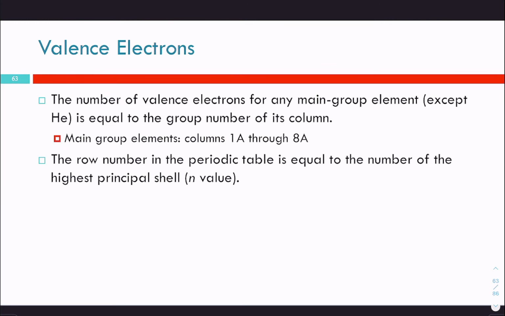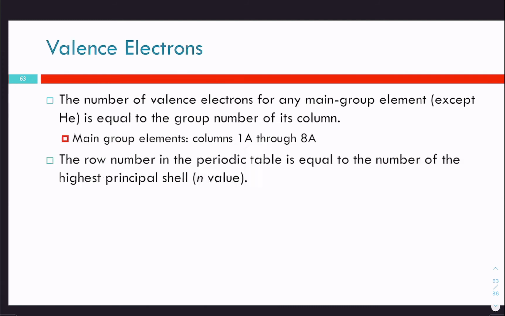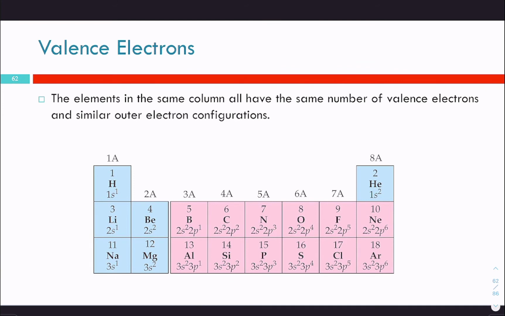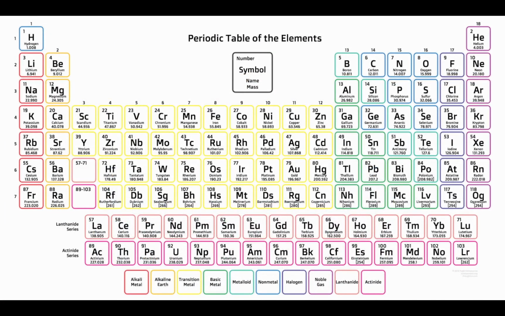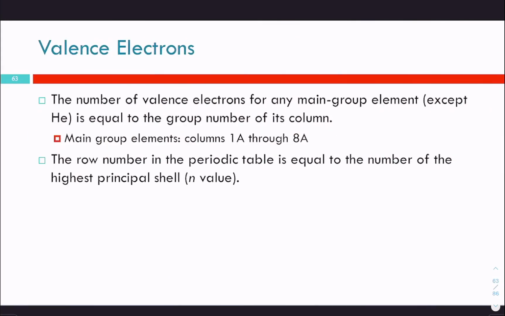So the number of valence electrons for any main group element, except helium, is equal to the group number of its column. Again, it doesn't work for helium because helium is a noble gas, so it's over on top of the noble gases. But really, its number of valence electrons is 2. So these are all main group elements. The main group elements are columns 1 and 2, which are S block, and columns 13 through 18, which is the P block. These in between are transition metals. Then the row number is the highest principal shell.